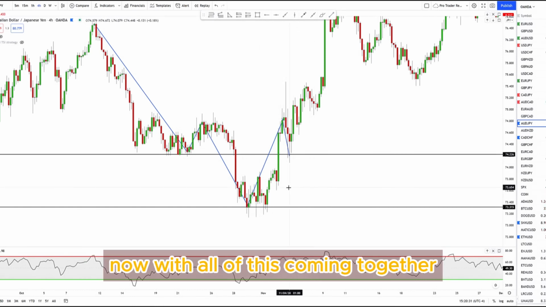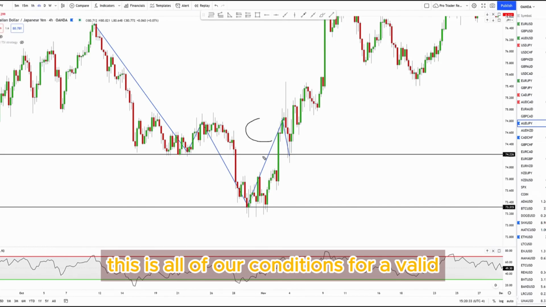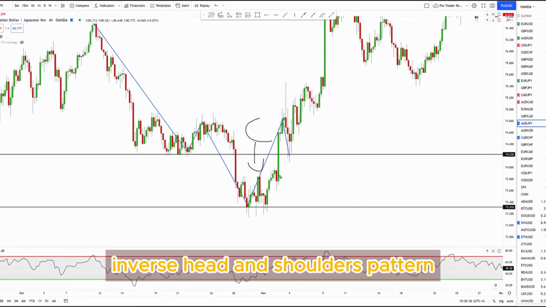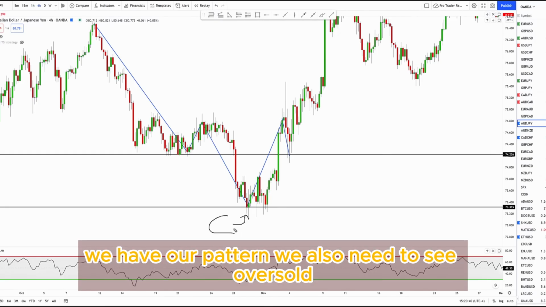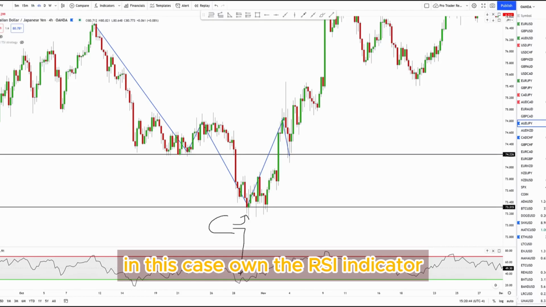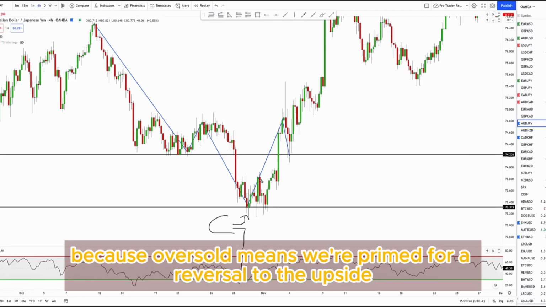Now, with all of this coming together, this is all of our conditions for a valid inverse head and shoulders pattern. What's our other condition? We have our pattern. We also need to see oversold, in this case, on the RSI indicator, because oversold means we're primed for a reversal to the upside.